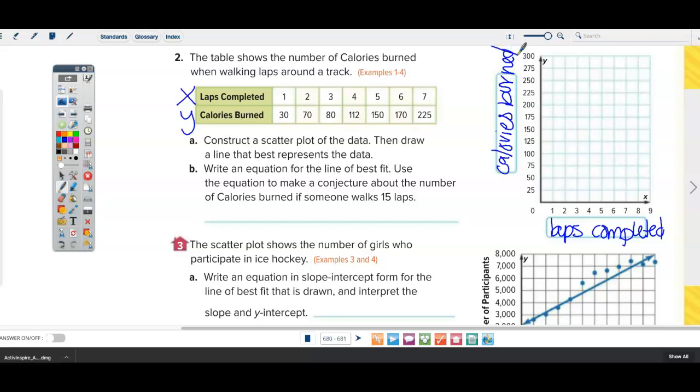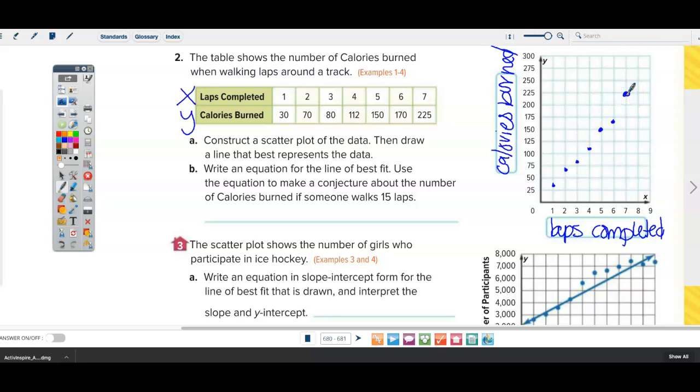So when X is 1, Y is 30. So just a little bit above 25. When X is 2, Y is 70, so just short of 75. When X is 3, Y is 80, so just put above. When X is 4, it's 112. X is 5, Y is 150. When X is 6, Y is 170. When X is 7, Y is 225.